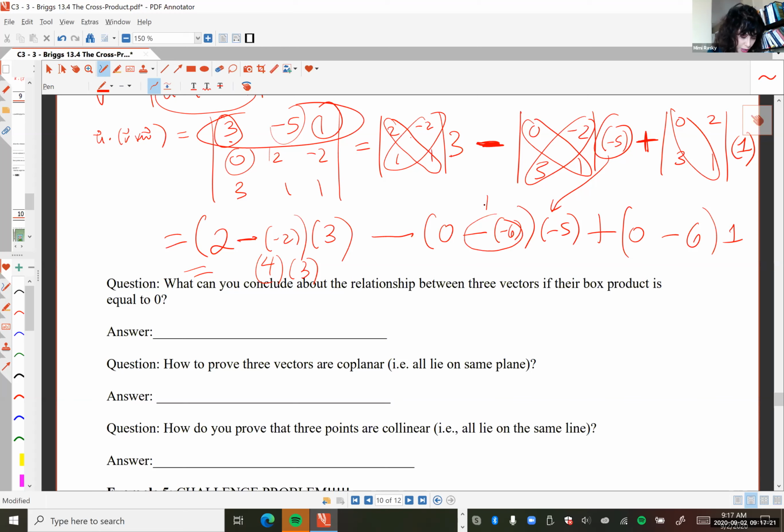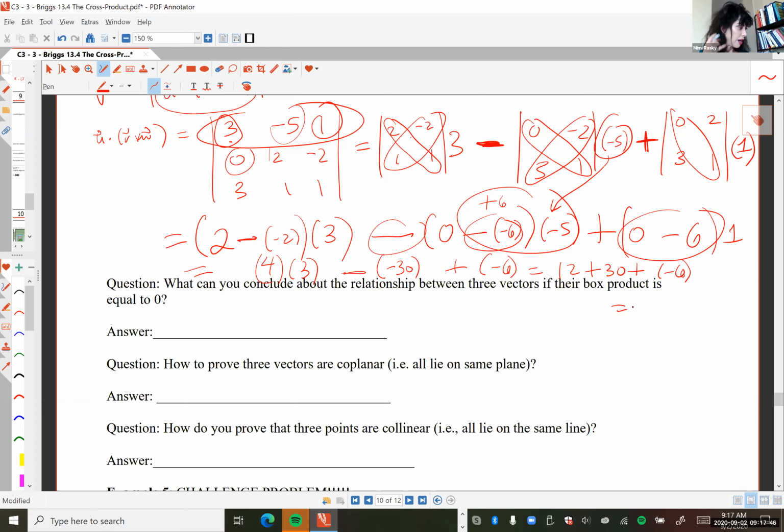This right here is a positive 6, but you have a minus here. So you've got minus 6 times a negative 5. So that's negative 30. So you're going minus a negative 30, which of course will be plus 30, plus, and this right here is negative 6. So this looks like it's going to be 12 plus 30 plus a negative 6, and that is going to give me what? 42 minus 6, which is 36, and then units cubed.